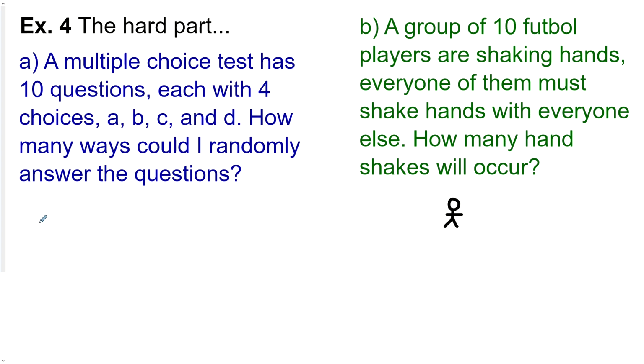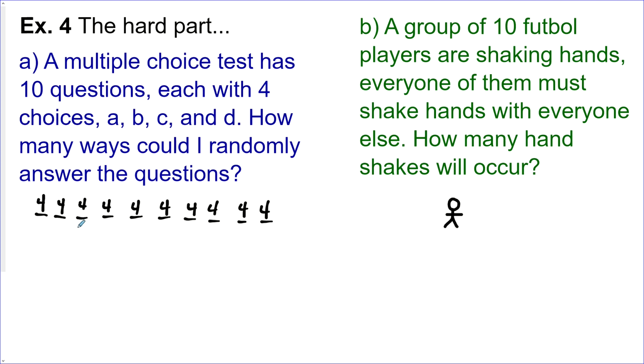So in this one, we have 10 questions. So I'm going to make 10 blanks here. 1, 2, 3, 4, 5, 6, 7, 8, 9, 10. And for each of these, think, how many ways can I do this first thing? Well, there's 4 different ways I could do the first thing, A, B, C, or D. So I'm going to say 4. How many ways can I do question 2? Well, it's also 4. How many ways can I do question 3? And so on. And they're all 4 because they all have 4 options.